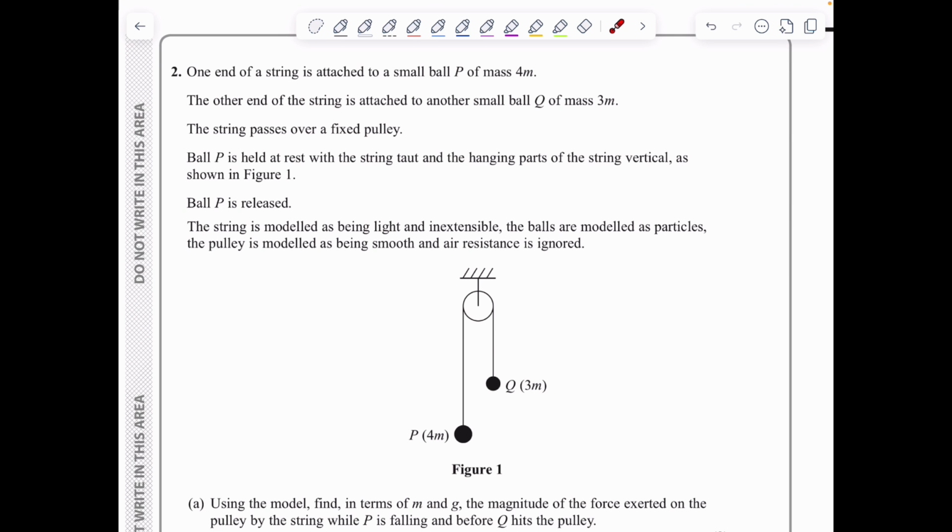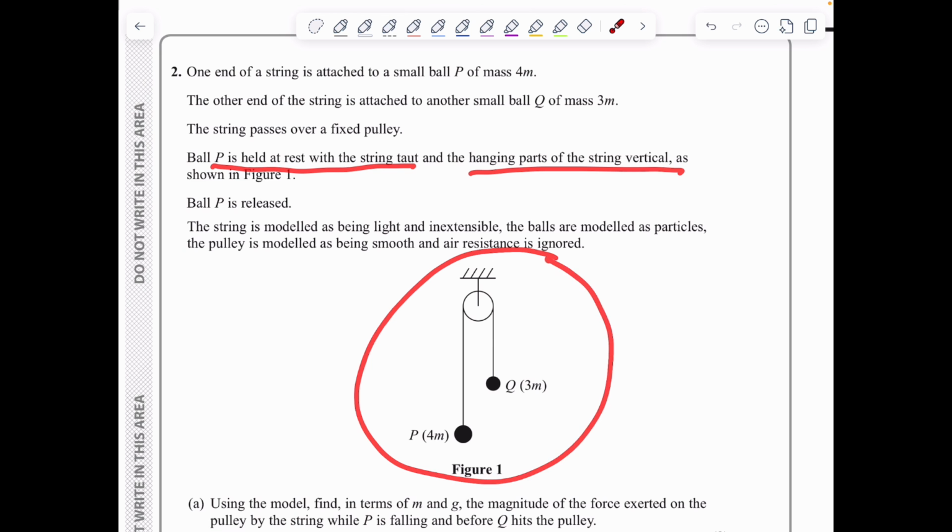In question 2, we've got one end of a string attached to a small ball P of mass 4m. The other end of the string is attached to another small ball Q of mass 3m, and the string passes over a fixed pulley. Now ball P is held at rest with the string taut and the hanging parts of the string vertical as shown in the diagram here.